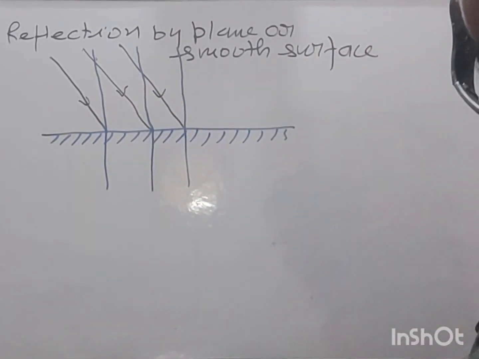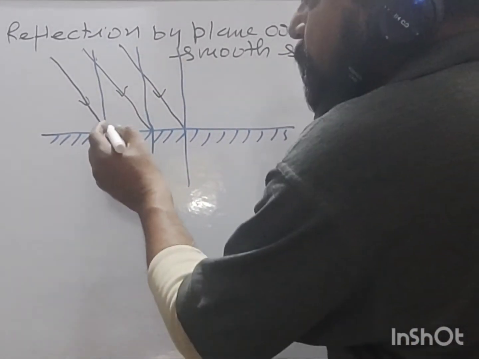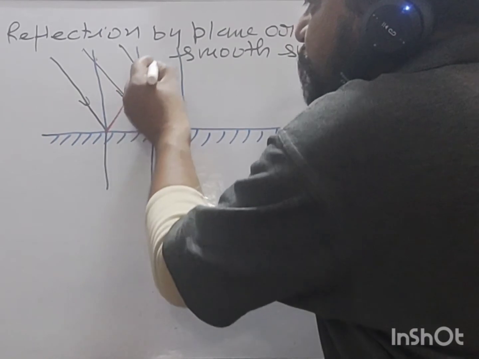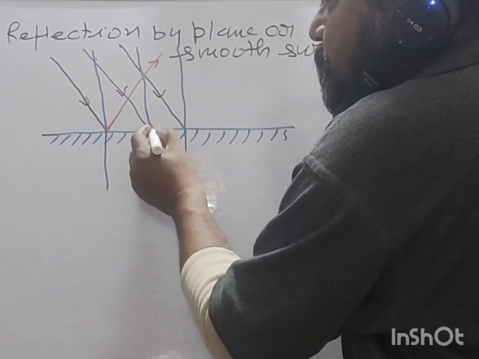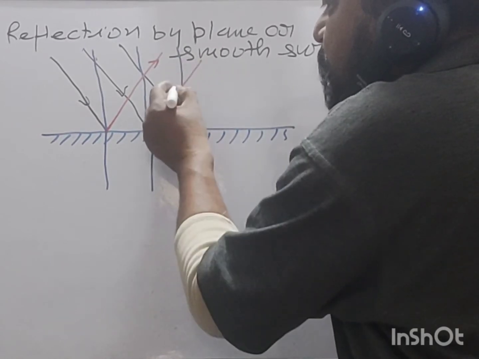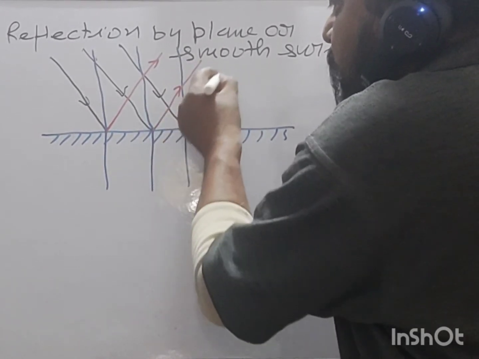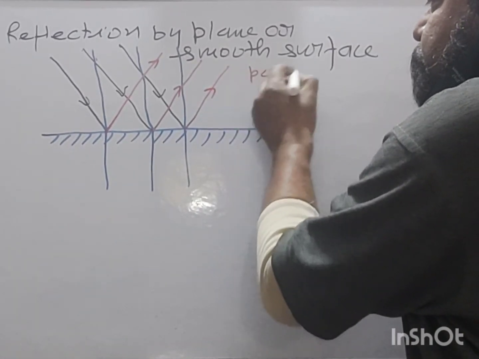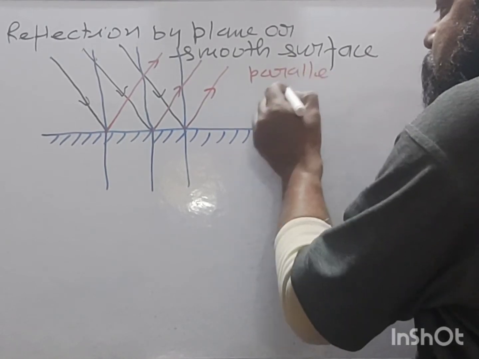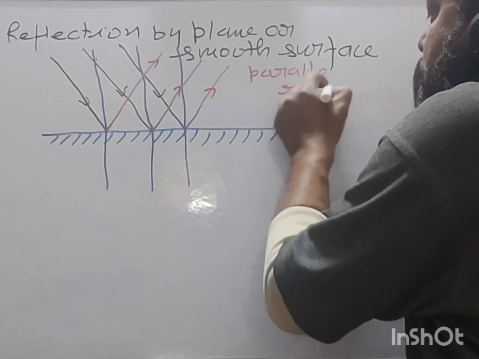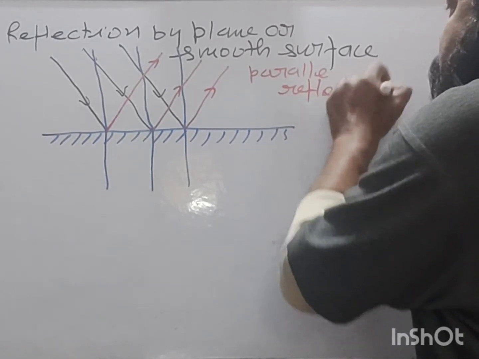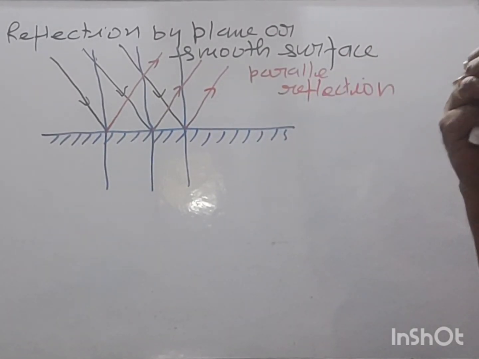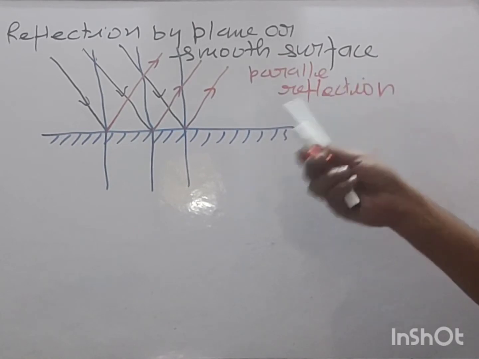Now after the incident ray and normal, light rays get reflected. So this is a reflected ray, this is a reflected ray, this is a reflected ray, and this is a reflected ray, right? So this is called parallel reflection or smooth reflection. By a plane or smooth surface, parallel or regular reflection occurs.